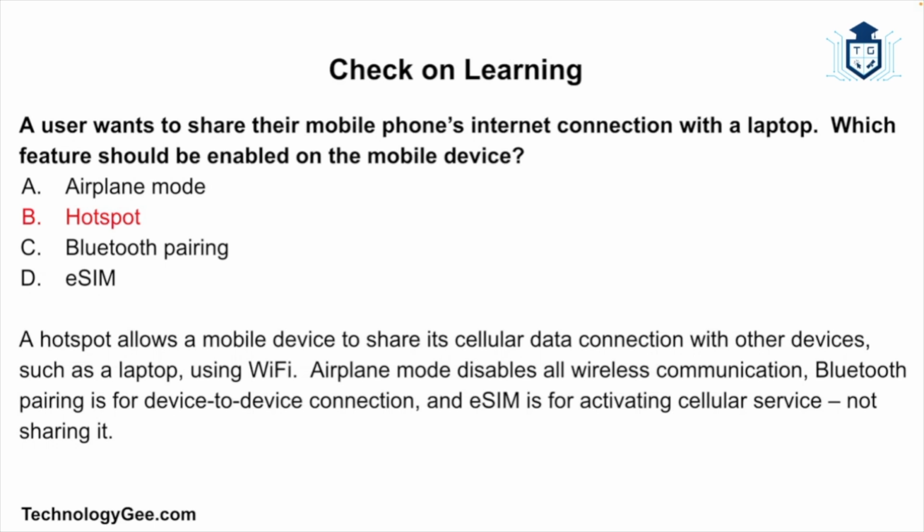A hotspot allows a mobile device to share its cellular data connection with other devices, such as a laptop using Wi-Fi. Airplane mode disables all wireless communication. Bluetooth pairing is for device-to-device connections. And eSIM is for activating cellular service, not for sharing it.